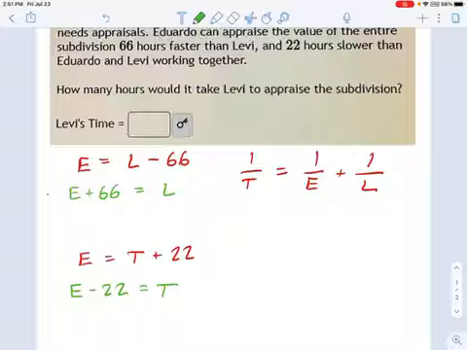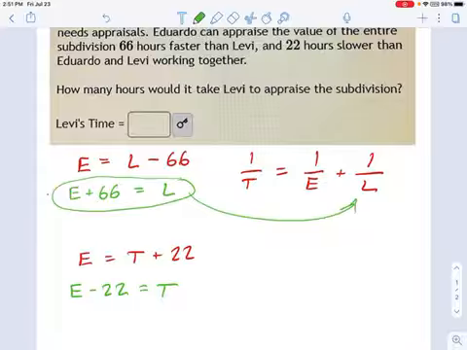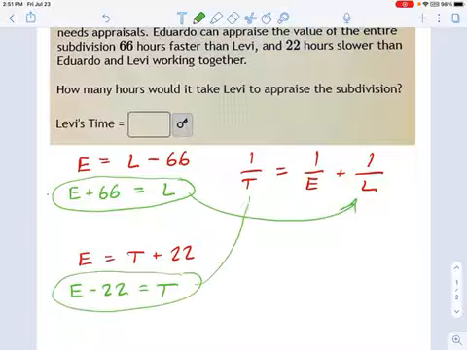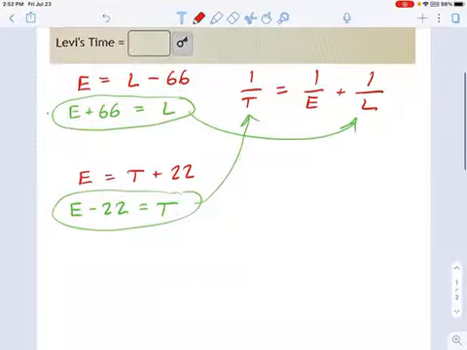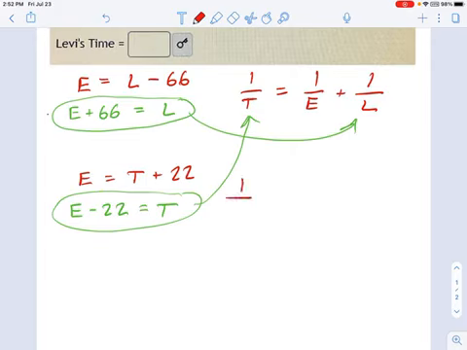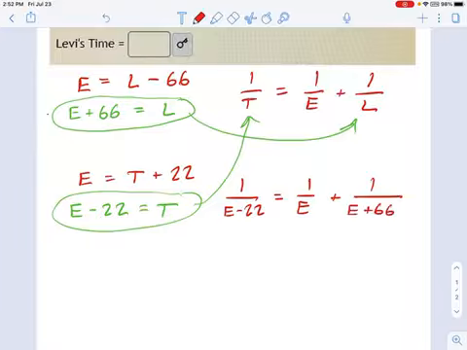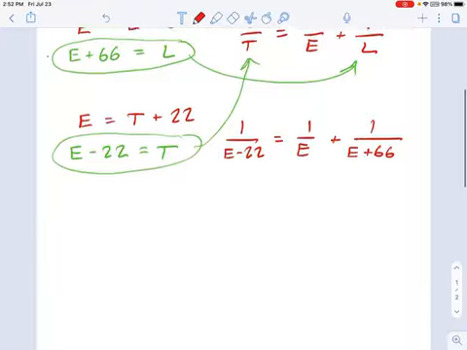And now I'm going to plug what I know into my work equation. Let's rewrite the work equation having plugged in this information. So I get 1 over E minus 22, not T, equals 1 over E plus 1 over E plus 66, not L. And now you can see, take a look at this. This is an equation with one variable in it, and we can solve that. We know how to do that.